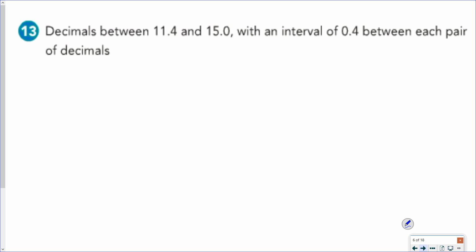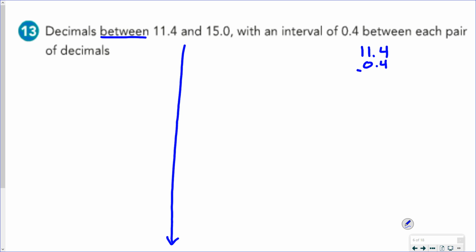Decimals between 11 and 4/10 and 15 with an interval of 4/10 between each pair. So again, I have that vertical number line, and it says between. So since it says between, I am not going to include 11 and 4/10 and 15. And since my interval is 4/10 off to the side here, I'm going to see what my first value would be. So I'm going to take 11 and 4/10.